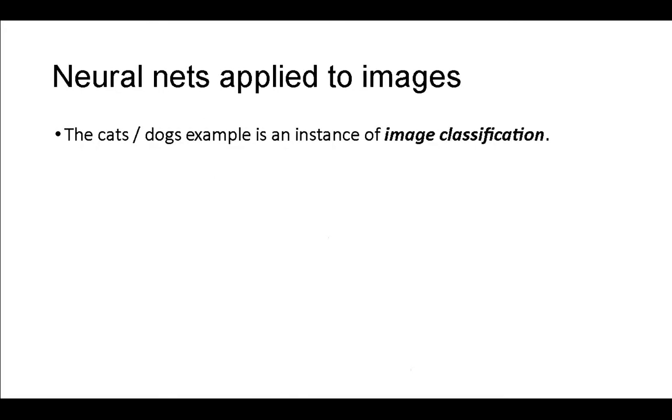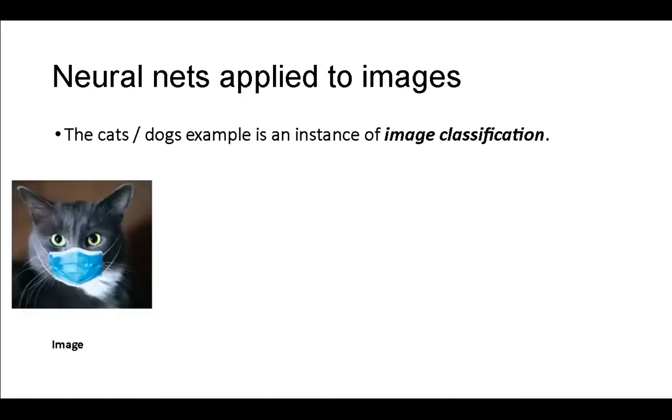So neural networks applied to images. The cats, dogs example that I talked about is an instance of image classification. Image classification is where you take an image and classify it into one of any number of categories. And this is a fundamental application of computer vision. There are more complex areas of computer vision, but this is a simple one, and it's really easy to get our heads around.